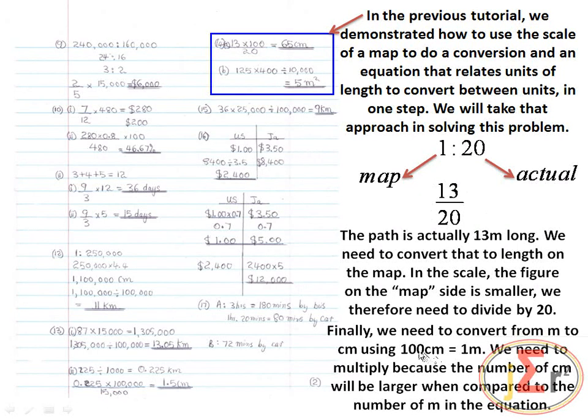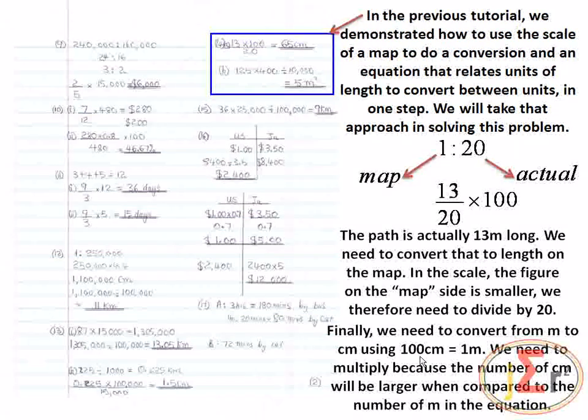Notice that the number accompanying centimeters is larger than the number accompanying meter. Therefore, if we are converting from meter to centimeters, then the number of centimeters that we get should be larger. Therefore, by using the conversion factor, or by making use of this conversion equation, we need to multiply by 100. There it is.